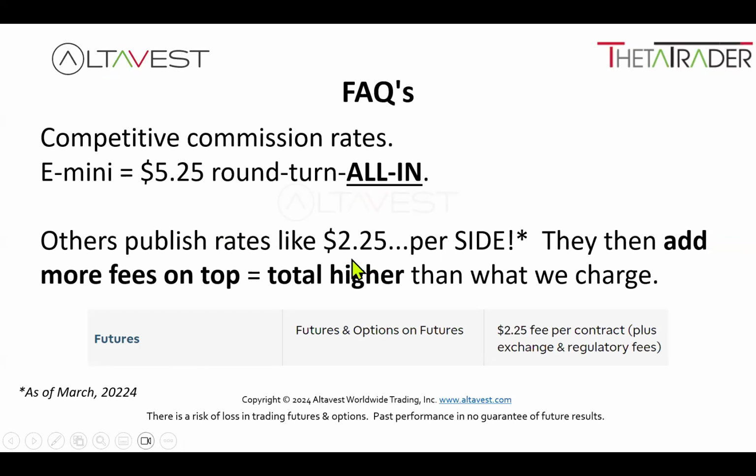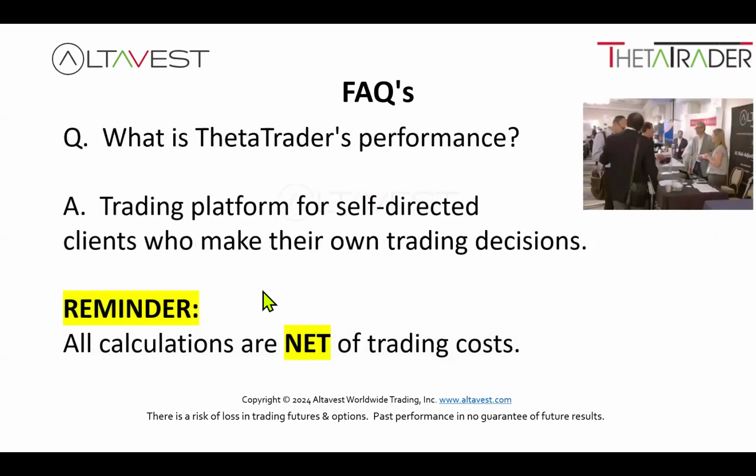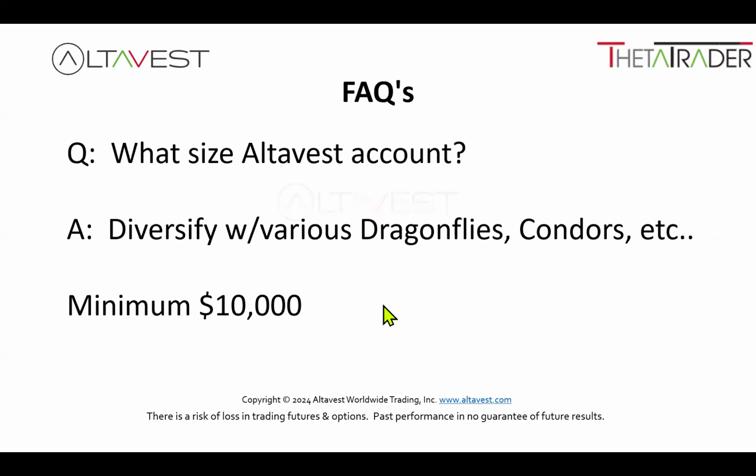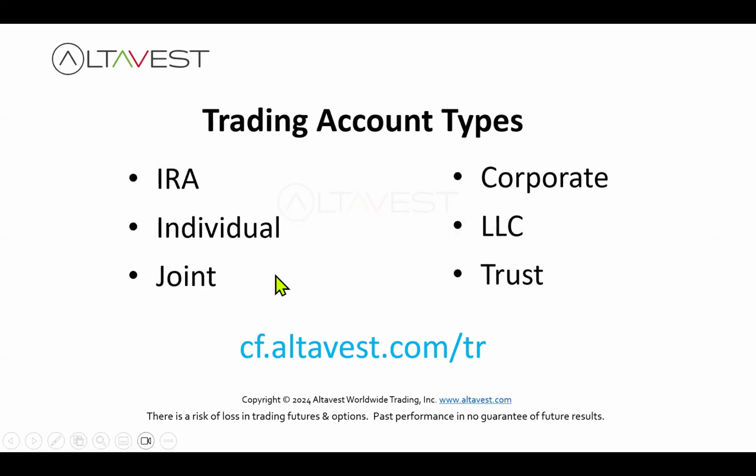So if you see other rates, be careful, because sometimes it looks cheaper, but it's not, because it's only per side. So you pay that much when you get in and then that much when you get out, and it ends up being more than what we charge. So our rates are competitive. And again, the Theta Trader data is net of all trading costs, and everyone performs differently because everyone trades differently. In terms of a minimum account size, the bare minimum is $10,000, but we do suggest $50,000. There are different types of trading accounts, just like you would find at any other brokerage firm.